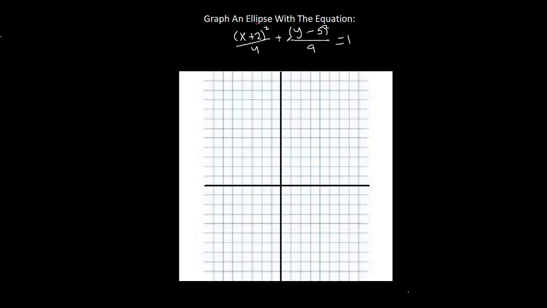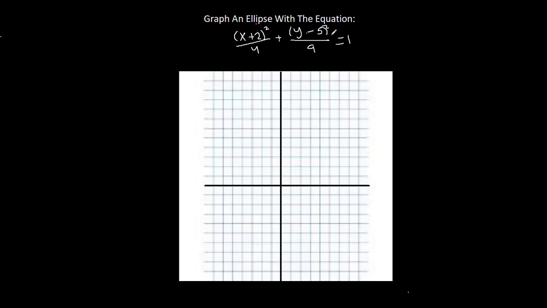So a couple of things that we know right off the bat. Because we have these extra numbers in the numerators, we know that we're not centered at the origin. And because the larger value is under the y, we know that this is a vertical ellipse, meaning that it's going to be taller than it is wide, meaning that the vertices are going to be in the y direction.